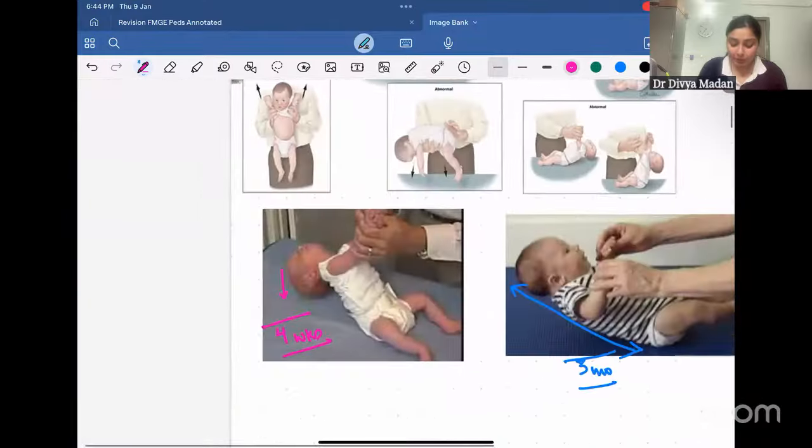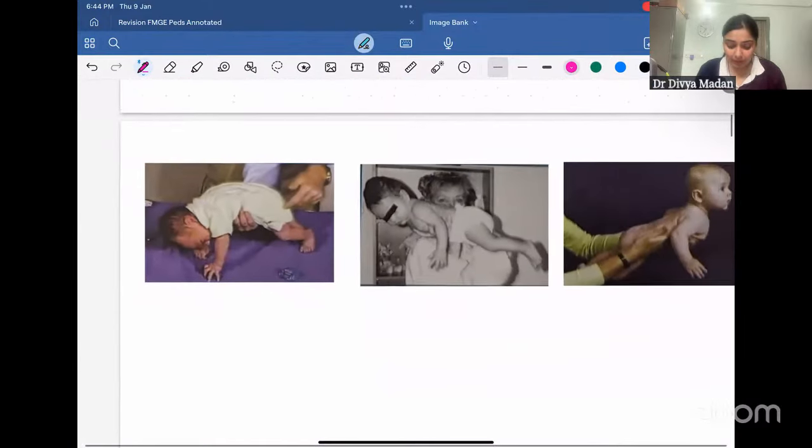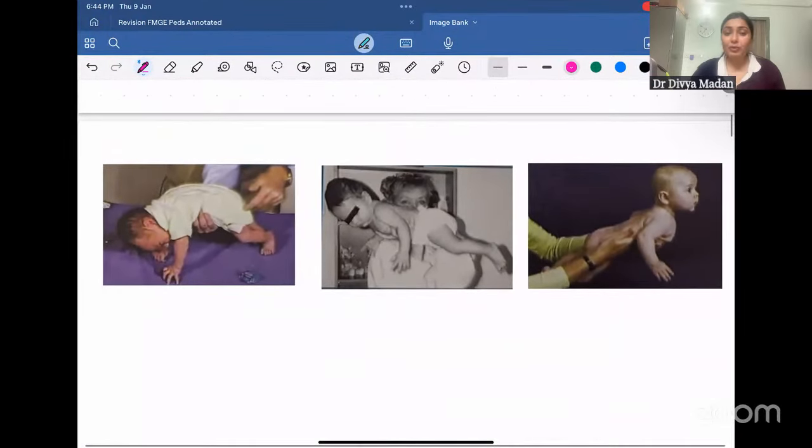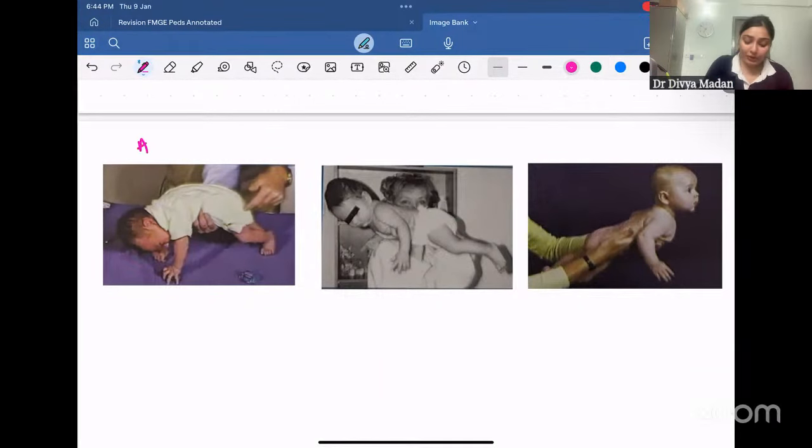So look at these three images, right? We have the first image where I'm doing the ventral suspension, and what can I see? I can see the back is curved, the head is hanging down, right? This is before 3 months, at 3 months, or after 3 months? This is at 4 weeks, before 3 months of age, right?